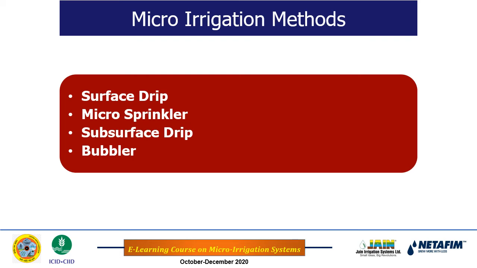which is basically the main topic of today's training lecture. Just like the surface irrigation method or sprinkler irrigation method, the micro irrigation method is also divided into four irrigation methods. One is the surface drip irrigation method, micro sprinkler irrigation method, subsurface drip irrigation method, and bubbler irrigation method.